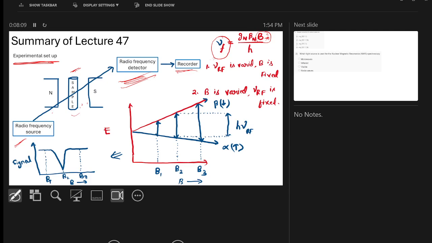So this is your frequency of this separation, and this is your applied magnetic field. So when you vary ν_RF, then you have to keep this B fixed. Or the second option, B is varied and ν_RF is fixed. Okay. Let's try to understand with the help of this diagram.